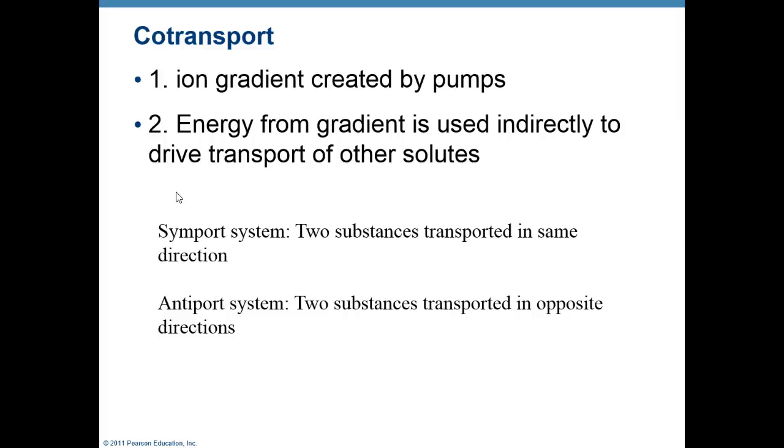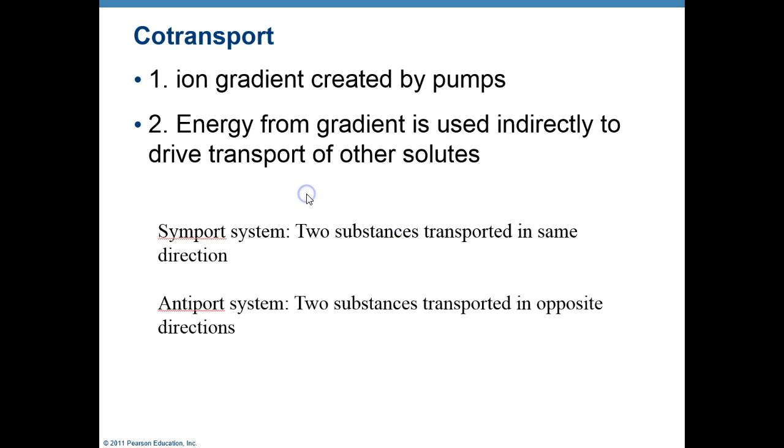Cotransport is a 2-step process. So in cotransport, it starts with a pump, and then the pump uses energy to generate a concentration gradient. That concentration gradient represents potential energy. It's like a ball at the top of a hill. So the energy that the pump puts into generating that gradient can then be used to move something else against its concentration gradient. And I'll show you a picture later that makes a little bit more sense of it.